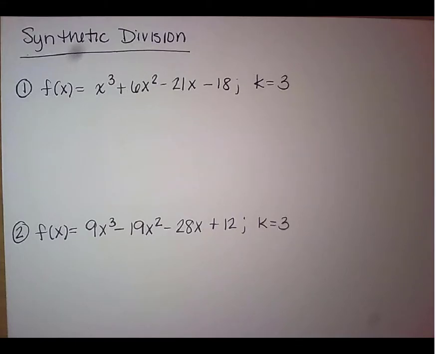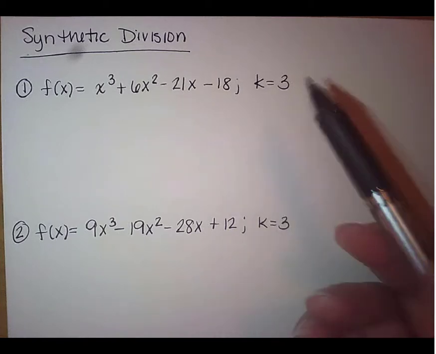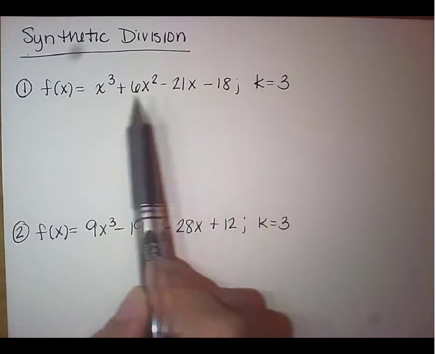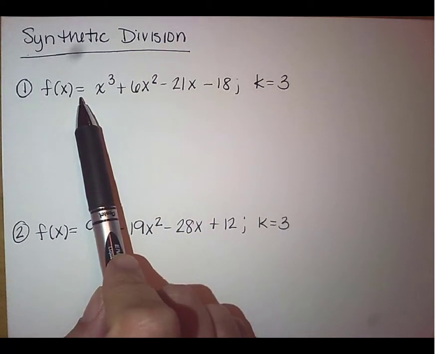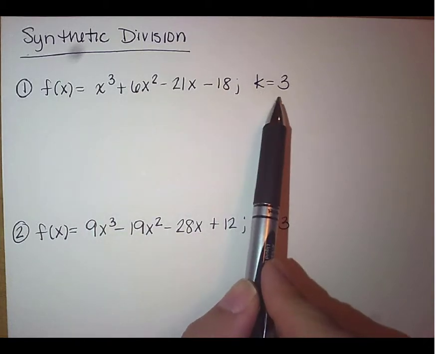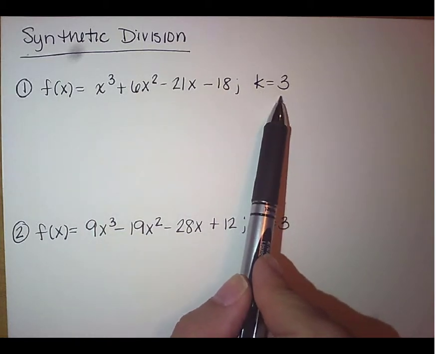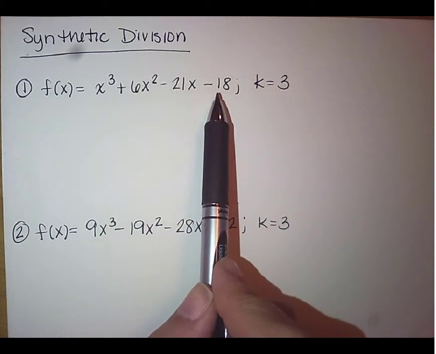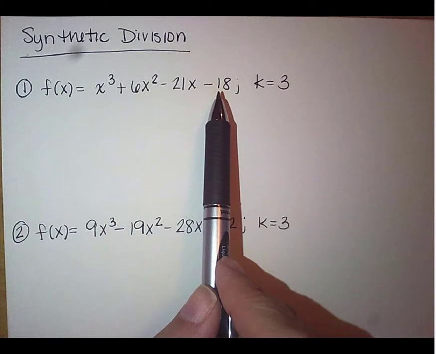Okay, so for these examples, we are going to continue with this idea of synthetic division. What we're really wanting to know is if this value right here is a 0 for this polynomial. What that means is, at the value 3, does this polynomial either cross or touch the x-axis? So that's what we're talking about when we say, is this a 0?